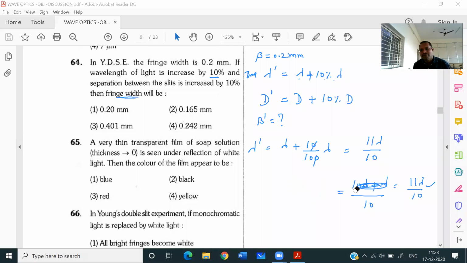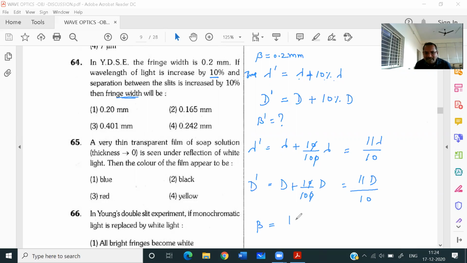Clear? Then what is D dash? D dash value is also the same: capital D plus 10 by 100 of capital D. Zero, zero cancel. It will become again 11 capital D by 10. Correct? Yes. Now the new fringe width. By the fringe width formula, beta is equal to lambda capital D by small d. Small d is not changing.